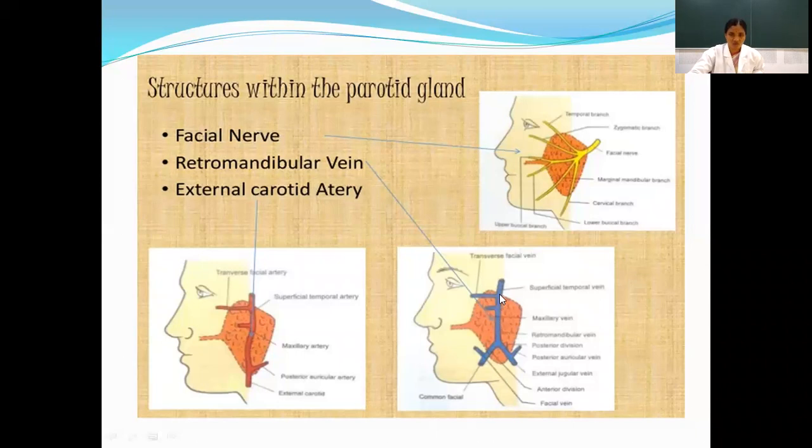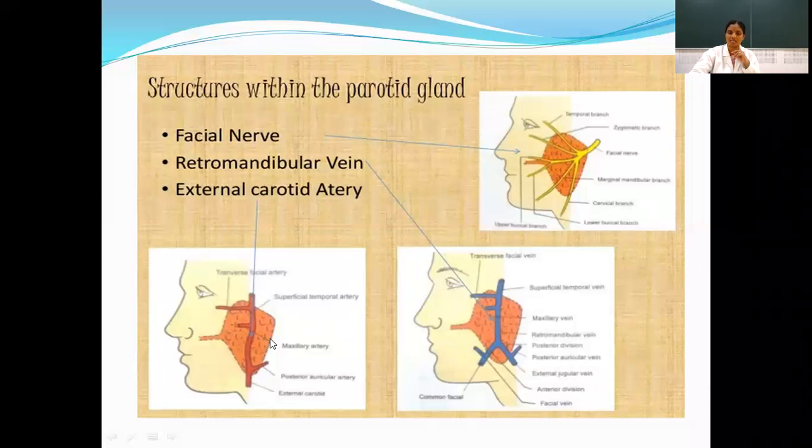So we can see this formation of the retromandibular vein, and it terminates, that is, it divides into an anterior division and a posterior division. The anterior division receives the facial vein, where it forms the common facial vein, and the posterior division receives the posterior auricular vein, where it forms the external jugular vein. So this is the retromandibular vein. We can see it 1 centimeter deep to the facial nerve. So this is the second important structure present within the gland.